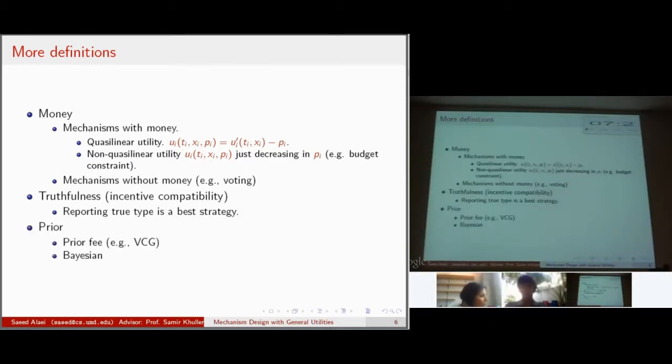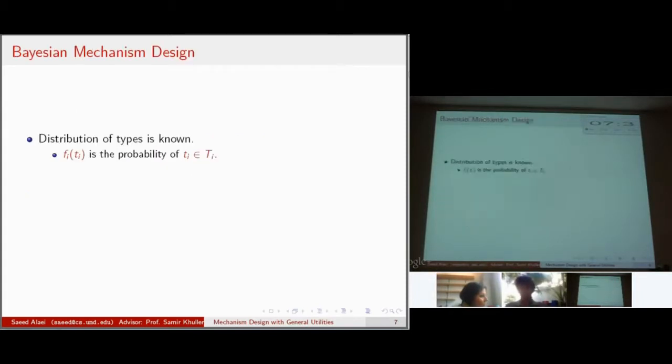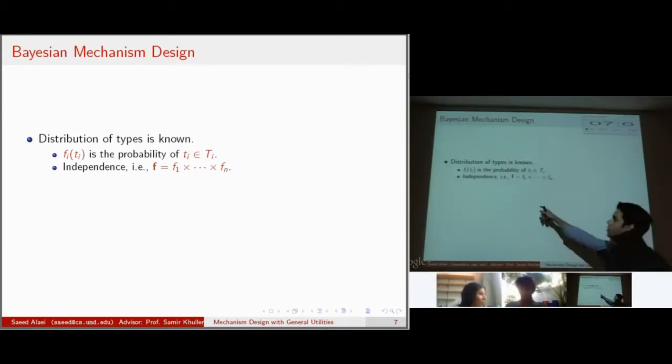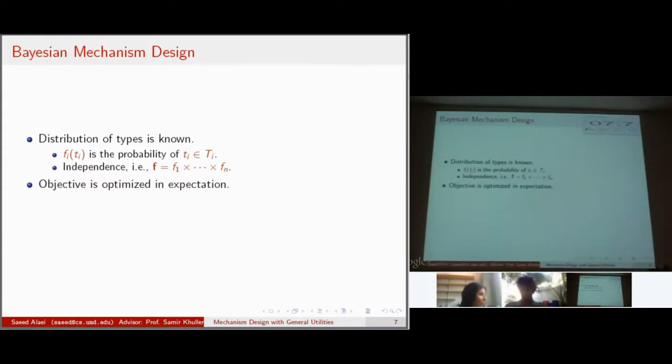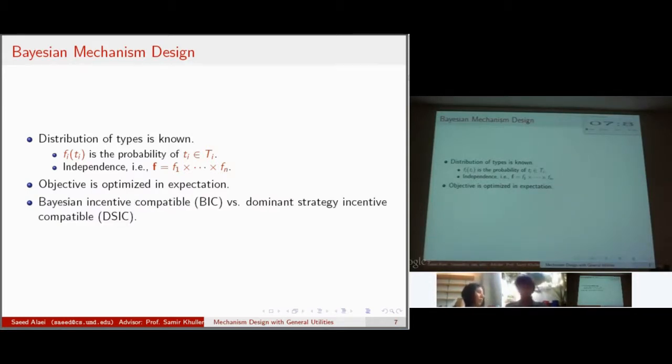And you can classify mechanisms based on the prior free, like ECG, or Bayesian mechanism. So a Bayesian mechanism basically assumes a distribution on the types of the agent. So for each type Ti of the agent, we assume that Fi of Ti is the probability of type Ti. And for most of this stuff, we assume agent types are distributed independently. So basically, this capital F is a product distribution. And for whatever objective we are optimizing, we consider optimizing the objective in expectation, not at every instance.